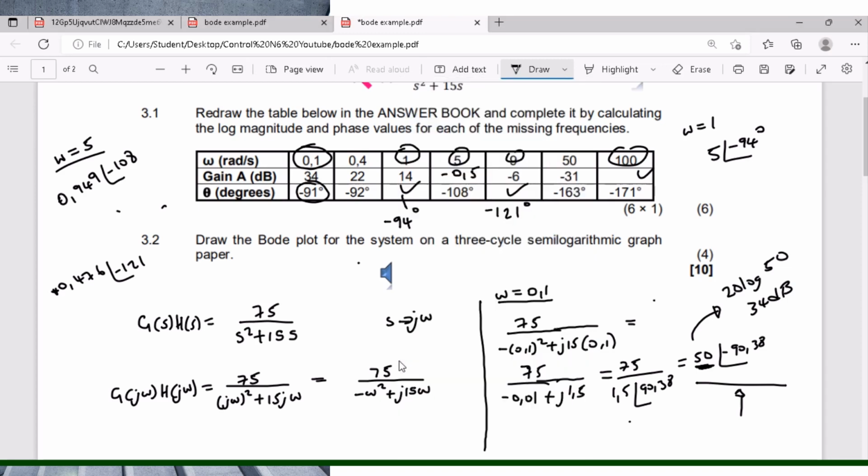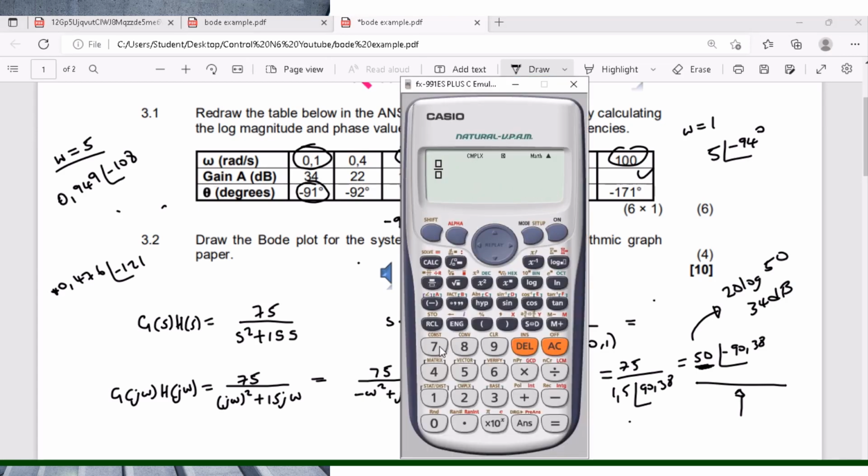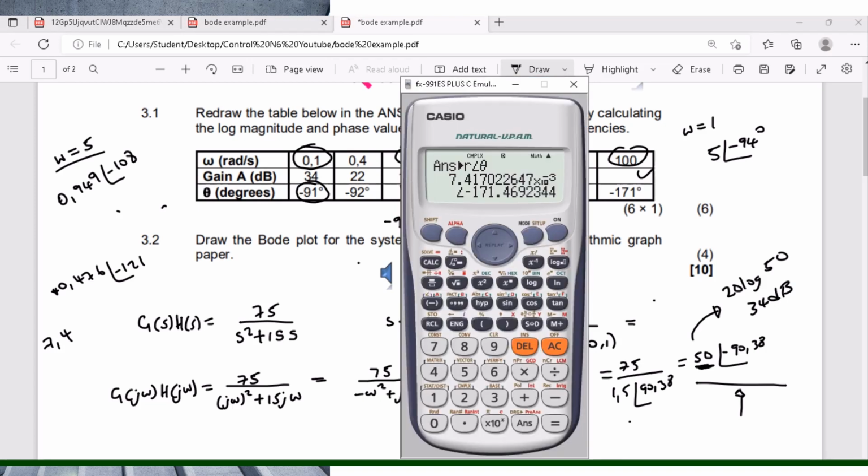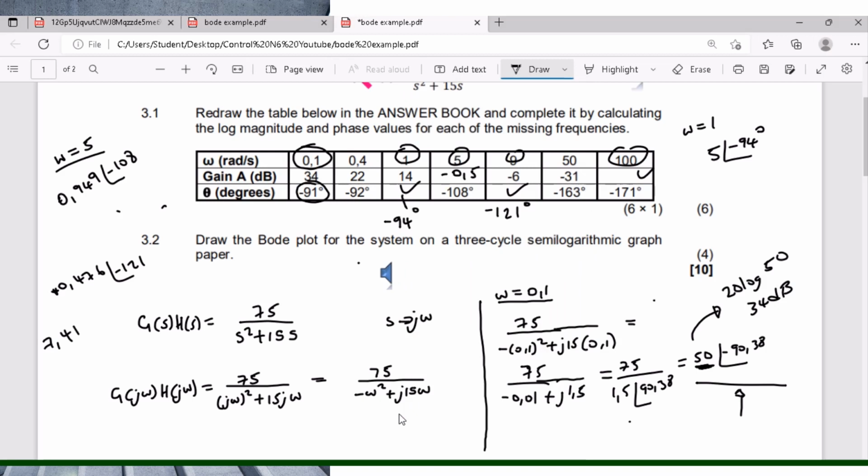Then we do 400, last one, which is 100. We have 75 over minus 100 squared plus 15j times 100. Remember, where there is w, you substitute these values. So I'm converting this quickly to this. I have 7.417, and the angle is exactly minus 171. I hope you saw it.